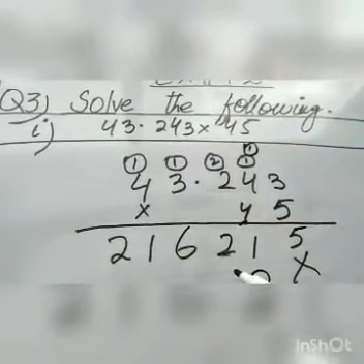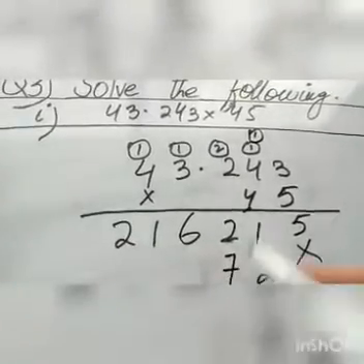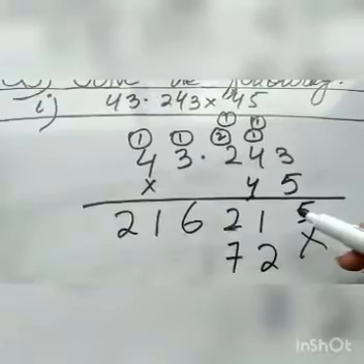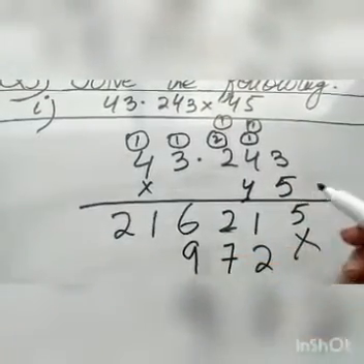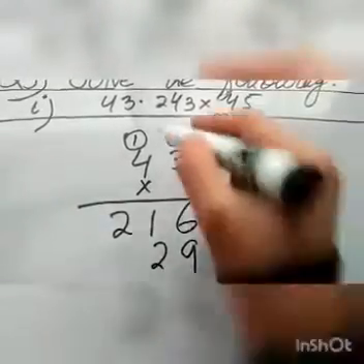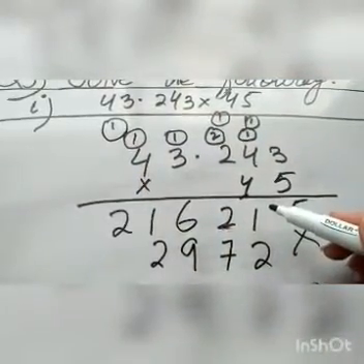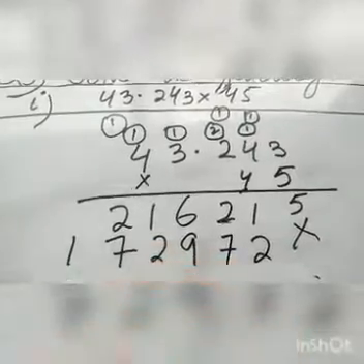4 4 times is equal to 16. 16 plus 1 is equal to 17. 1 carry over the next. 4 2 times is equal to 8. 8 plus 1 is equal to 9. Okay. 4 3 times is equal to 12. 1 carry over the next. 4 4 times is equal to 16. 16 plus 1 is equal to 17.